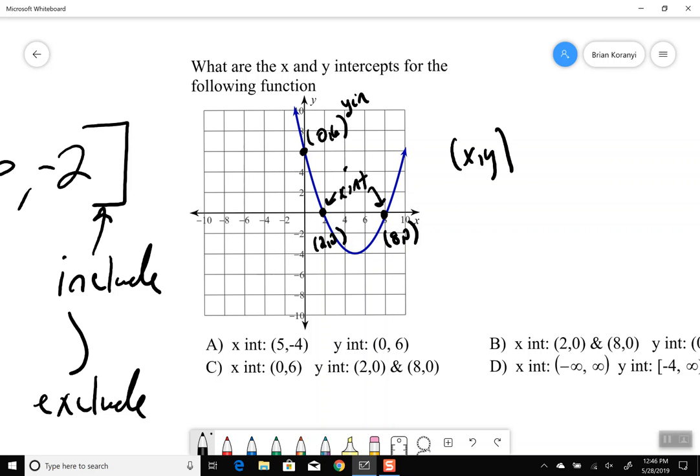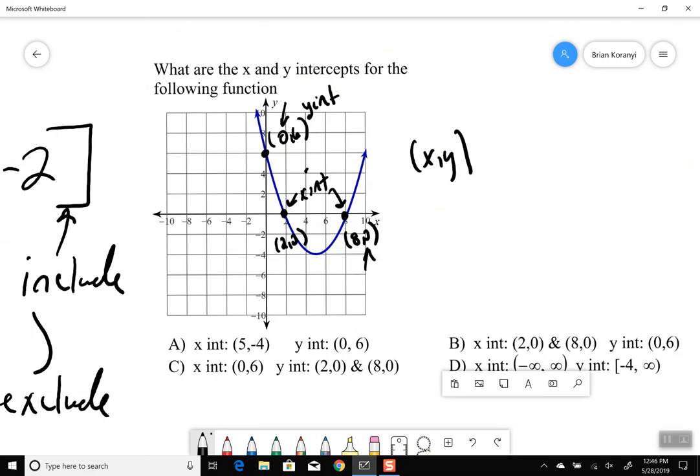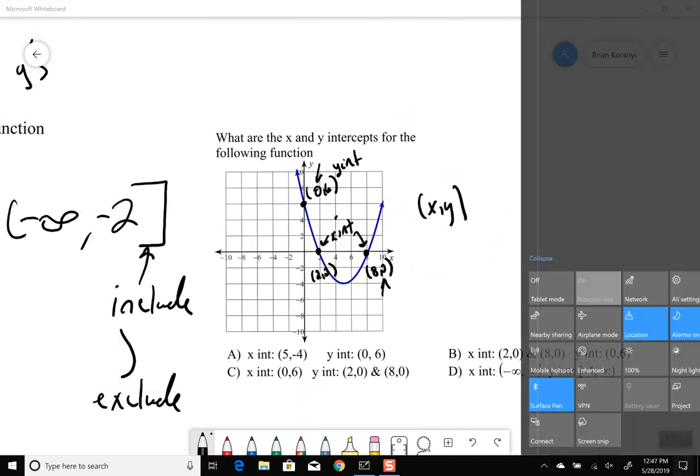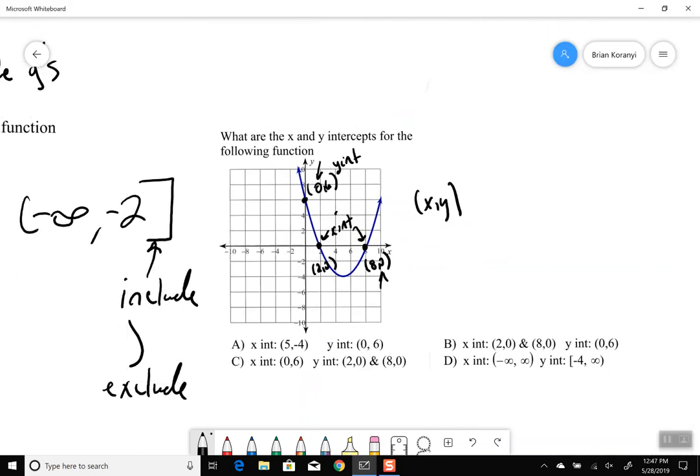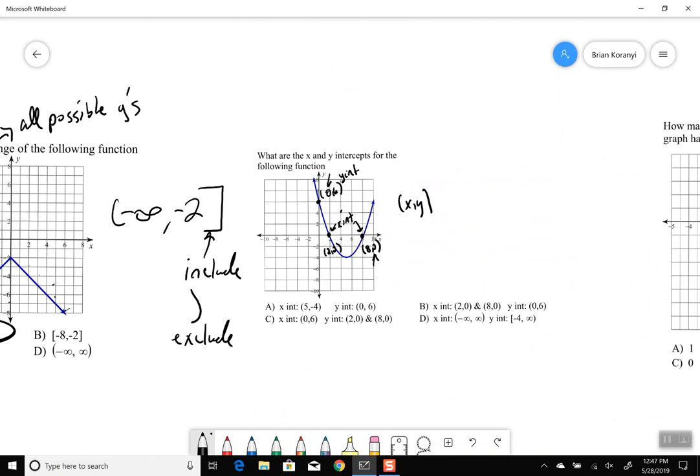The special thing about y-intercept is that the x is always 0. The special thing about x-intercepts is that the y is always 0. So the x-intercepts are 2, 0 and 8, 0, and the y-intercept is 0, 6.